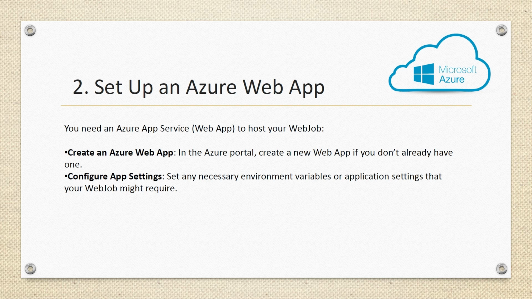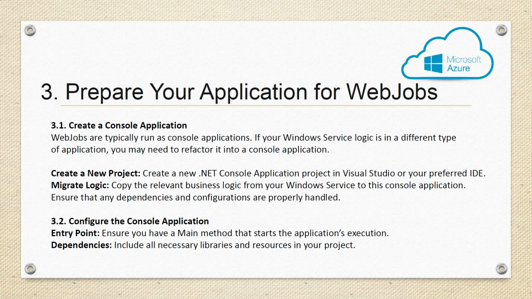And configure app settings: set any necessary environment variables or application settings that your web jobs might require. So the configuration settings and the new Azure App Service creation, those things will be required if you want to create the web jobs. So this is the setup part. Later on, we need to prepare our applications for web jobs.